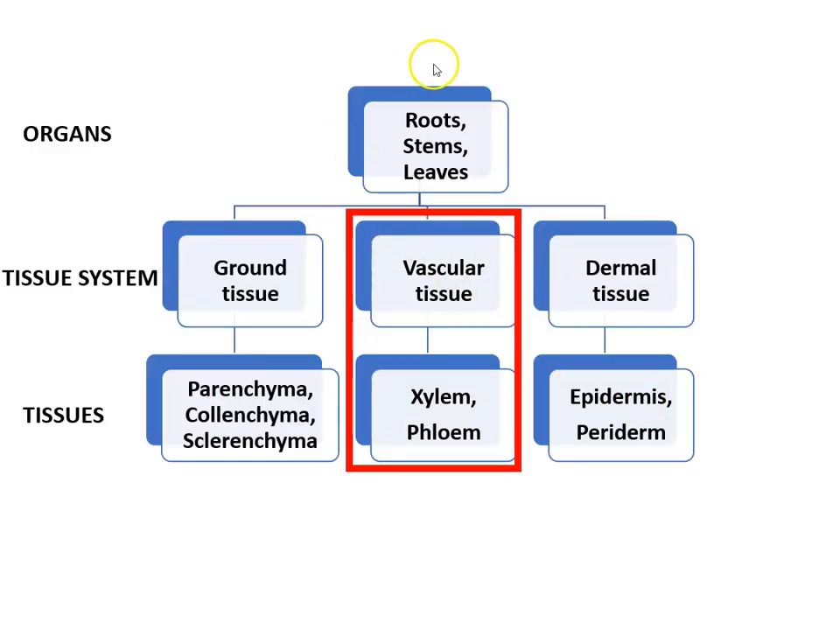Now I want to go back to this first diagram just to remind you that vascular tissue, including xylem and phloem, are found in roots, stems, and leaves of plants. Now we're going to look at some diagrams of some examples of cross sections of vascular tissue in roots, stems, or leaves. Maybe not all of them, but a few examples.